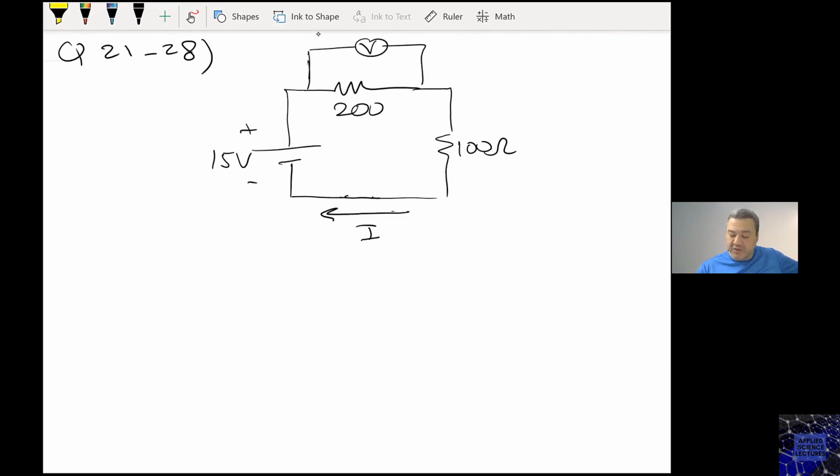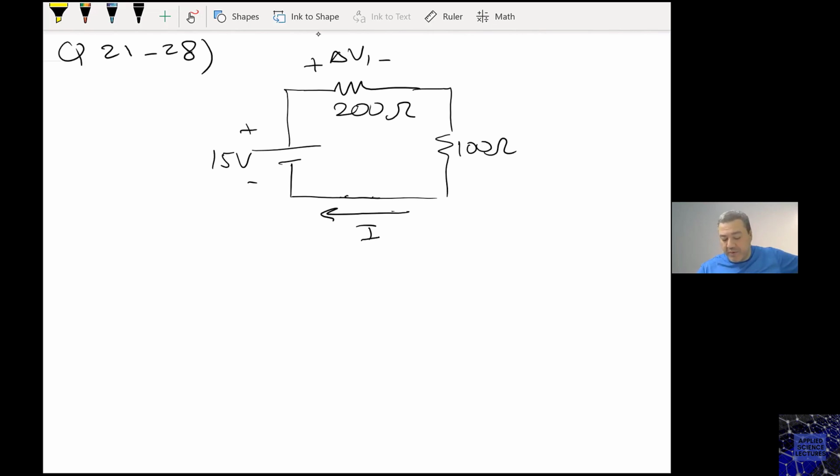Same thing for the voltmeter. This voltmeter is acting as an open circuit, which means it does not consume any current. The current entering here is zero. There is no current consumed by this voltmeter, ideally, which means that I'm interested in calculating the potential difference across the 200 ohm resistance, which means I can remove it if you want and replace it with delta V1. I want to calculate this potential difference.